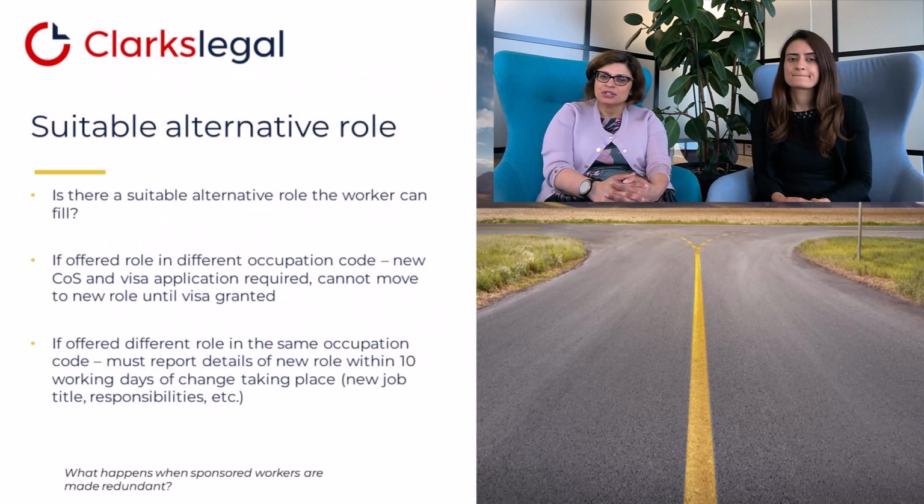There is an obligation in a redundancy to find a suitable alternative role, and that's one of the questions you ask. They don't get any preferential treatment. However, if the role is in a different occupation code, that will mean you'll need to get a new COS and a new visa application required. You cannot just slot people in. If they're offered a role in the same occupation code, we just have to report the details within the 10 working days of the change required.